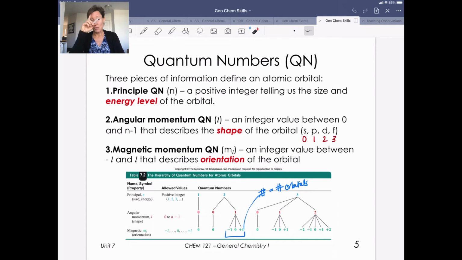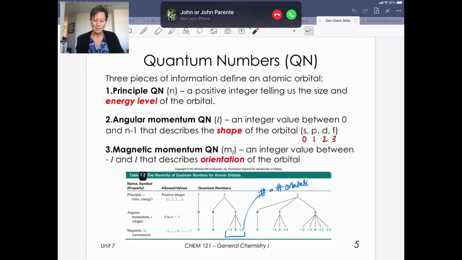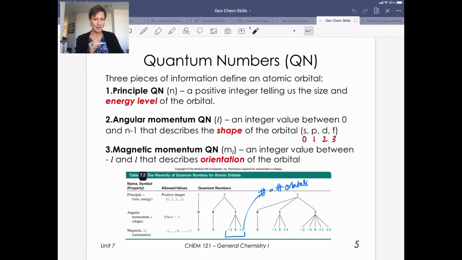n has to do with the row on the periodic table, so it can go 1, 2, 3, 4, and so forth. l is an integer value between 0 and n minus 1. As a quick example, if we're talking about elements that live in the second row of the periodic table, and the orbitals where n equals 2, that means the values allowed for l are 0 and 1, because we stop at n minus 1. So those are the allowed values for l.